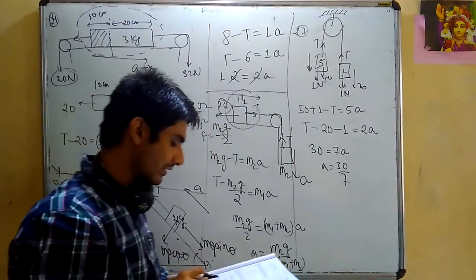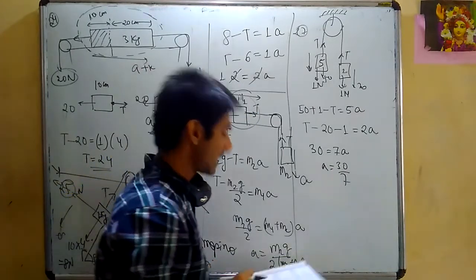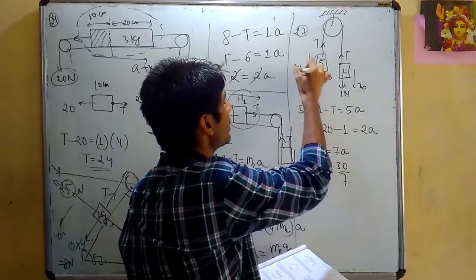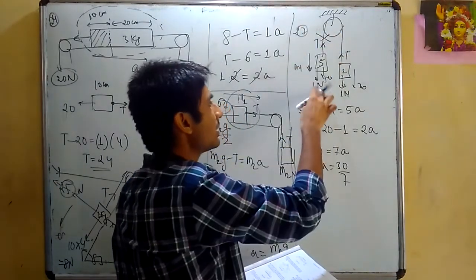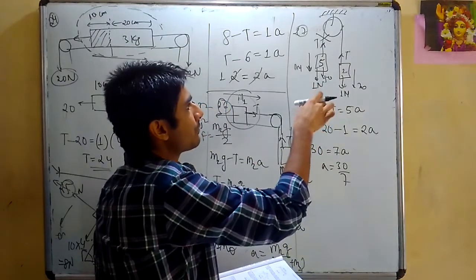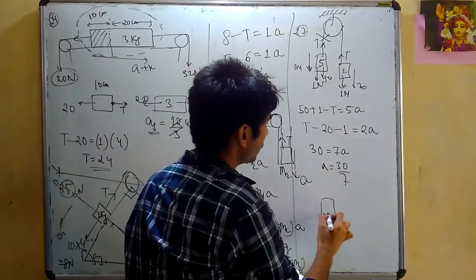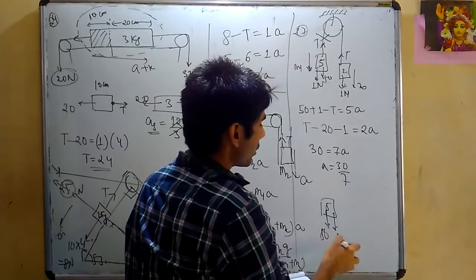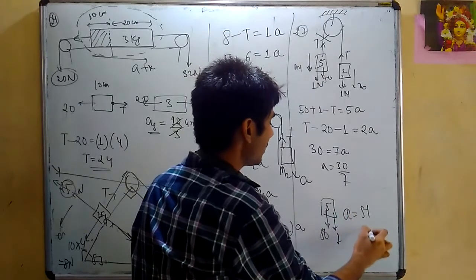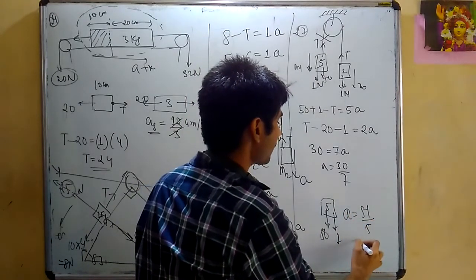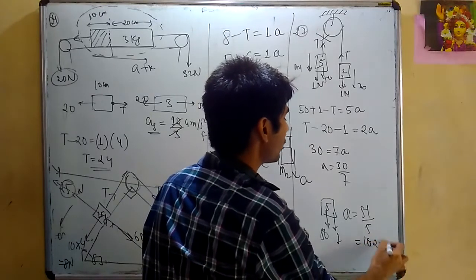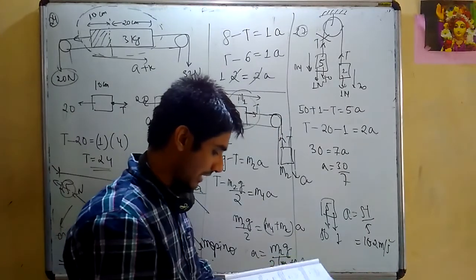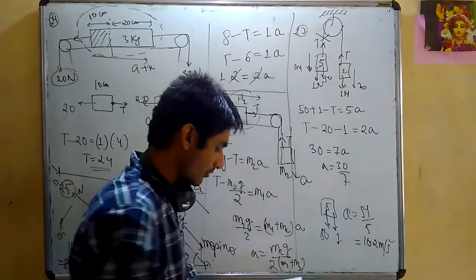Another part you can think of yourself: describe the motion of m1 if the string breaks but F continues to act. This is m1. If the string breaks, it will move down. It would have done free fall, but 1 newton extra is being applied. So how will it fall? 50 is already acting, and along with that we are applying another 1. The net force is 51. What is the mass? 5. So the acceleration is 10.2 meter per second square. This is the answer. It will move in a straight line with an acceleration of 10.2 meter per second square.